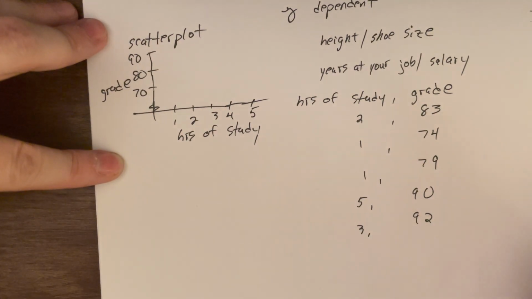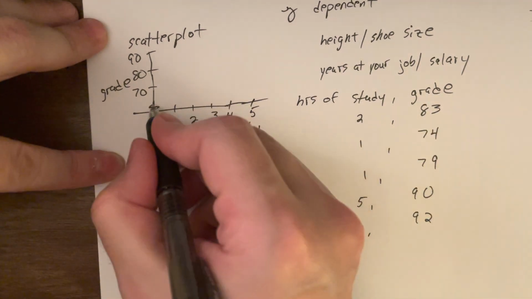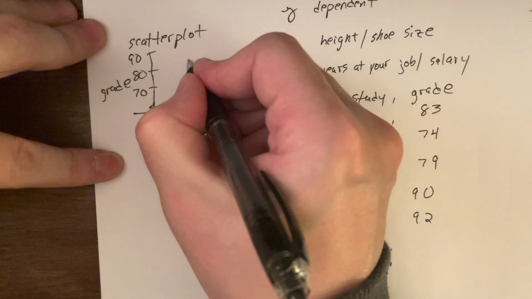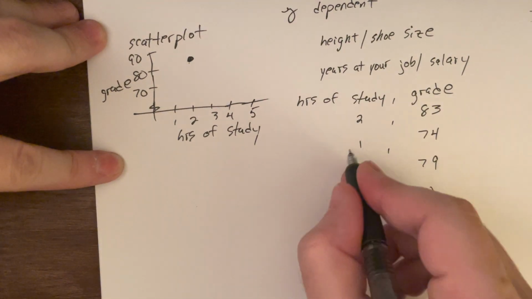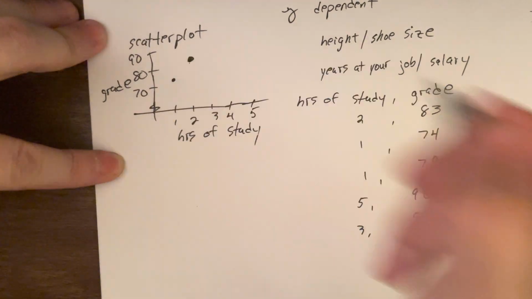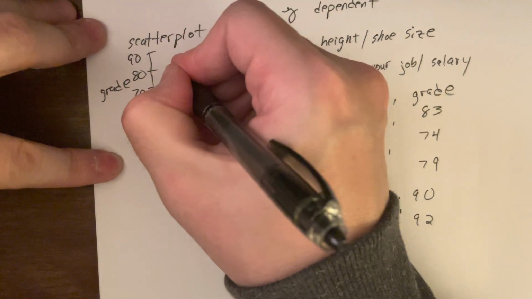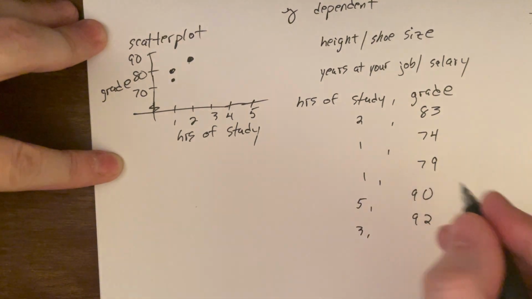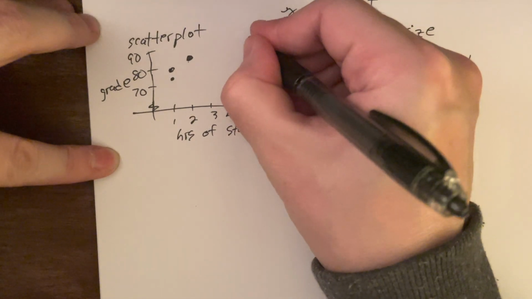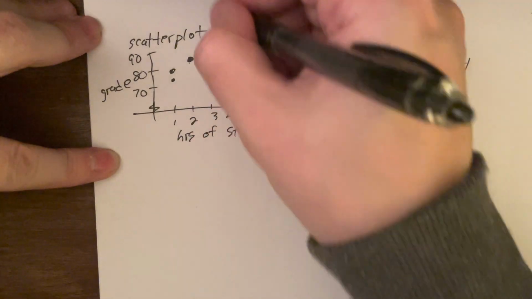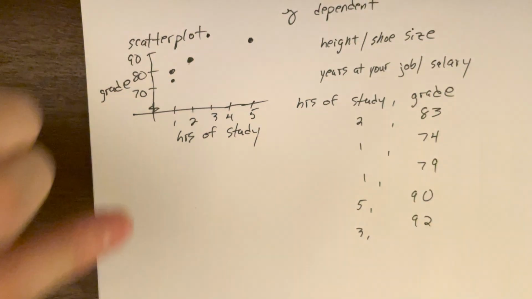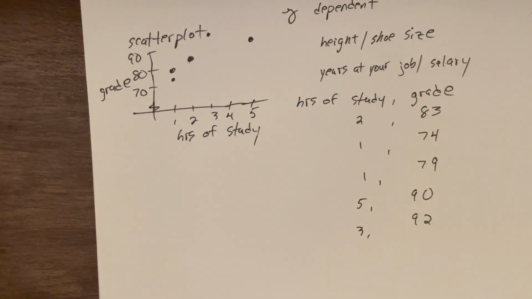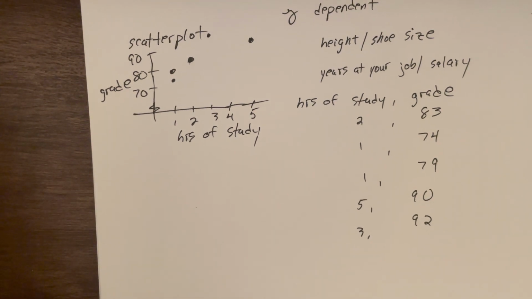And I would start plotting points. 2, 83: X is 2, 83 for Y would be roughly there. 1, 74 would be there. 1, 79 would be there. 5, 90 would be up here. 3, 92 would be up here. That's it. That's our scatter plot. That's all there is to it. Just literally putting them together.